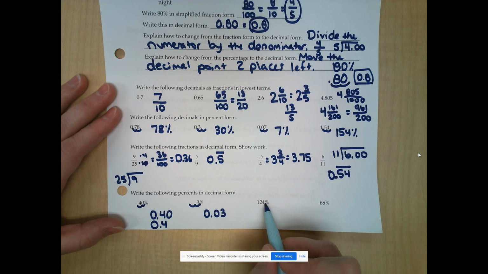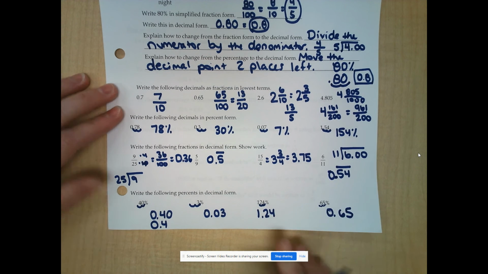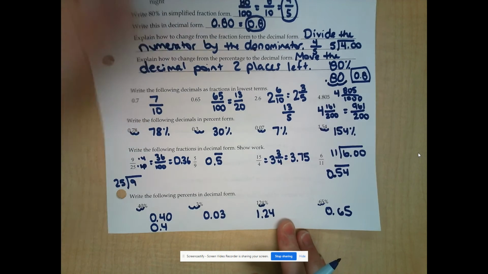124%. If I move it 2 places, it's 1.24, which makes sense. It's over 100%, so it's over one whole. Last but not least, 65%, move it 2 places, 0.65. So short, easy rules for each of those.